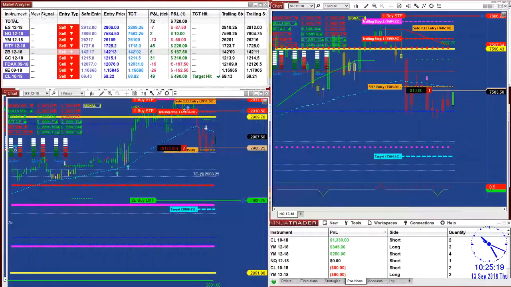So we'll see how things are going to roll. The market is just dying on us a little bit, so we will take it as we go.